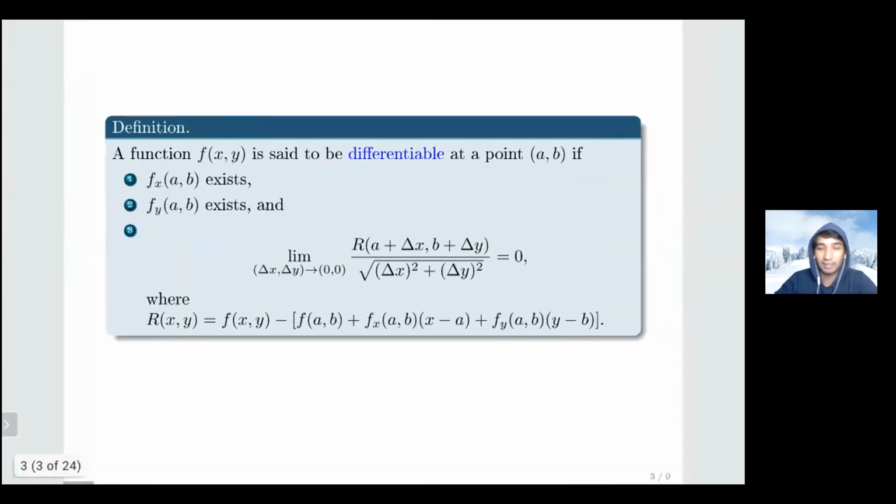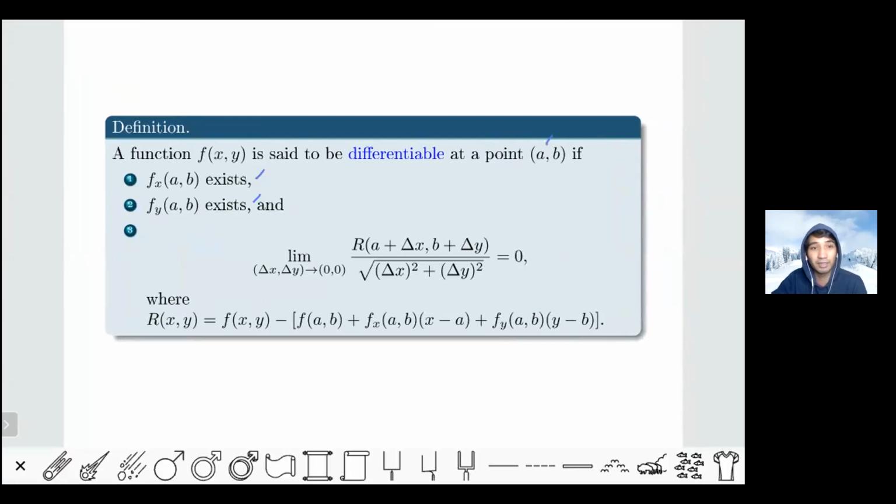Magsimula tayo sa formal definition. Okay? So sa one variable case, pag sinabi nating differentiable si f of x, ang ibig lang natin sabihin nun ay f prime exists at that point. Sa function f of xy, differentiable tayo at the point AB. Unang-una, kailangan yung partial derivatives nag-exist dun sa point na yan. Okay? But that's not enough. Yan yung nabanggit ko dun sa huling video.